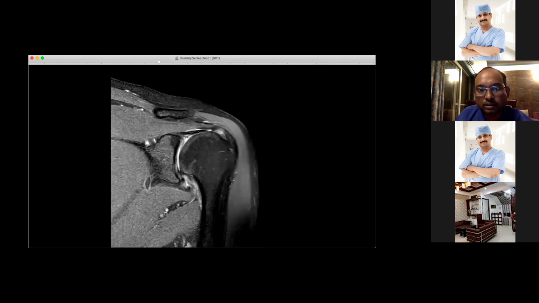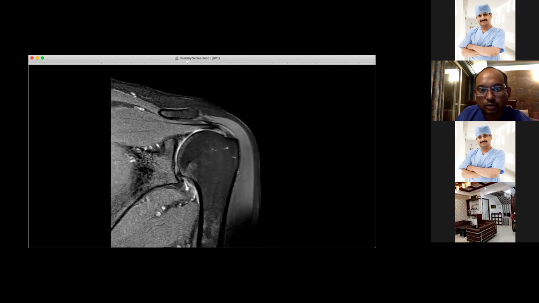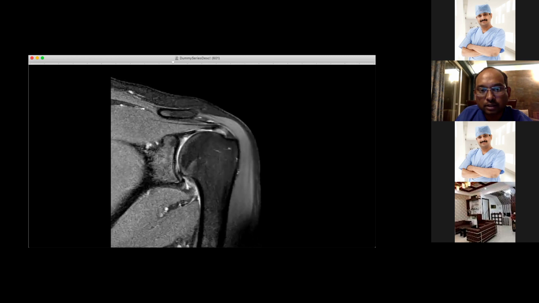Another important structure which you are seeing here, this black thing, as I told, all the tendons will be looking black. This is the long head of the biceps tendon. This is the intra-articular part, which goes and attaches to the glenoid labrum. So this place is called the biceps labral complex. If there is any abnormality in this area, there will be abnormal signal. The abnormal areas I will be showing in other talks.